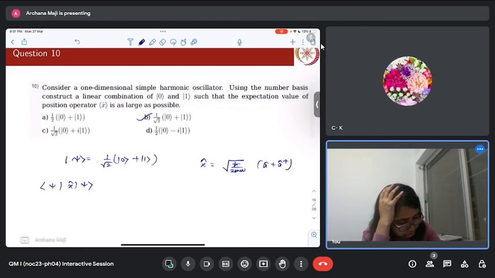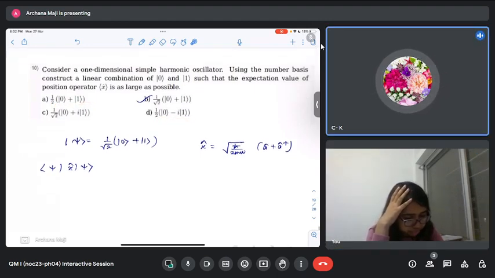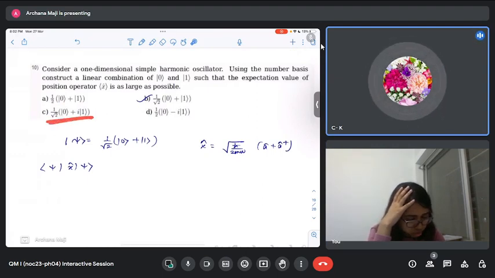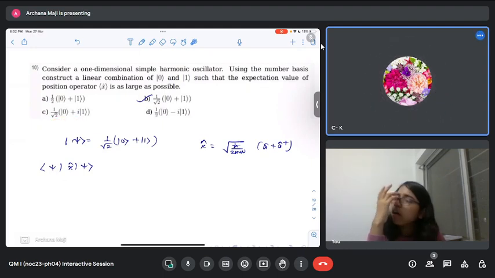One reason for not choosing anything between A and D is that these two are not normalized, first of all. If the denominator was square root 2, then these two states would also be normalized. That is the reason I cancelled it, and I saw that C1 is having i. So that is why I cancelled that one. That is the thought process.